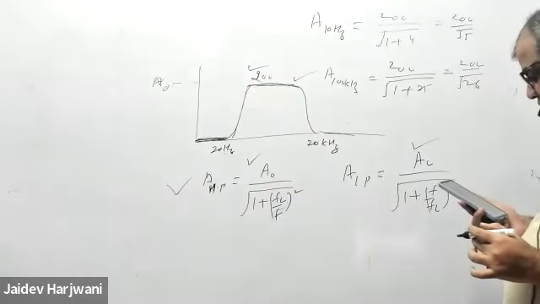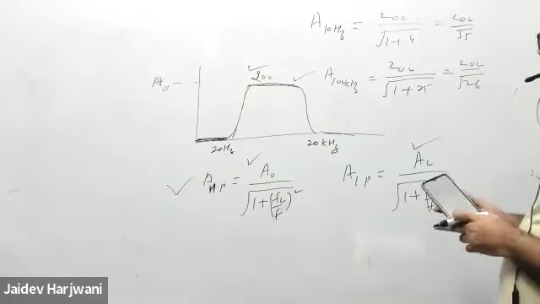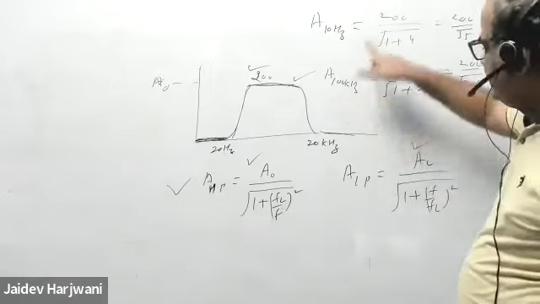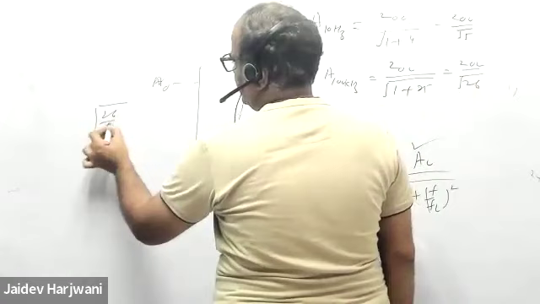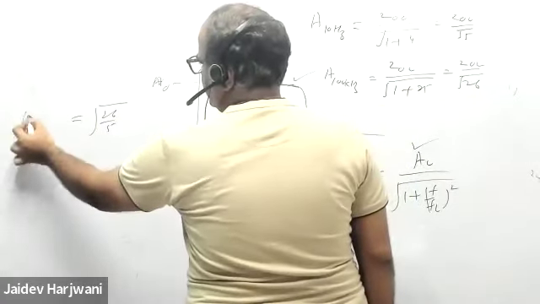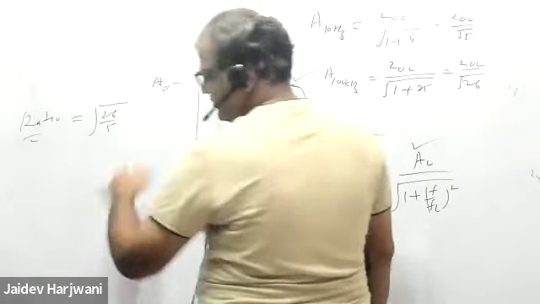Now the ratio you want. So how much will this ratio come? 26 by 5, the required ratio. And that will be the answer.